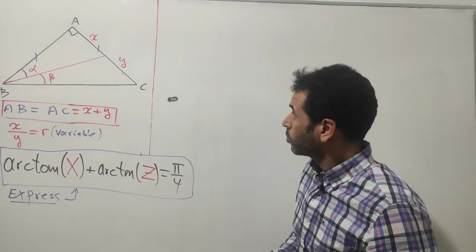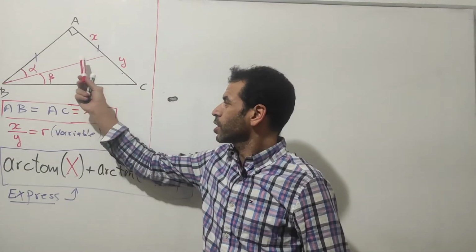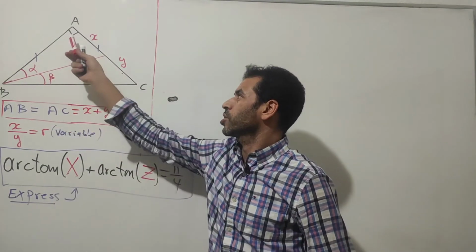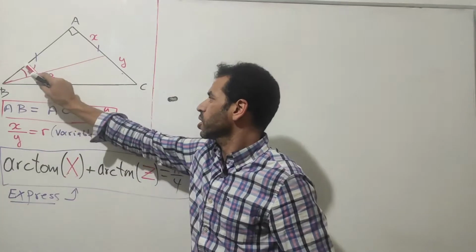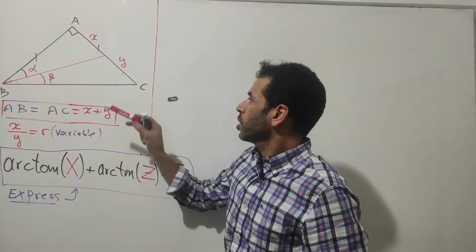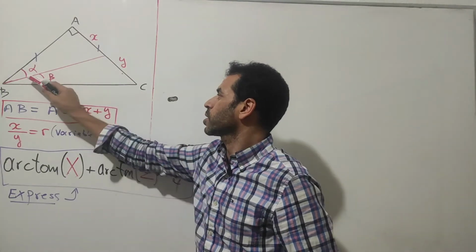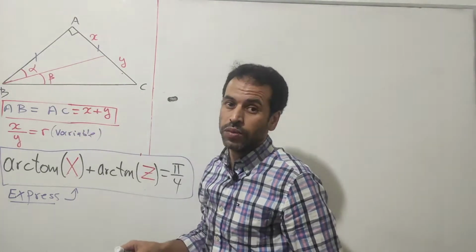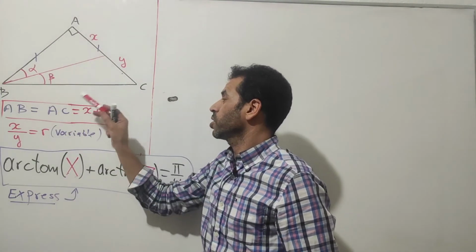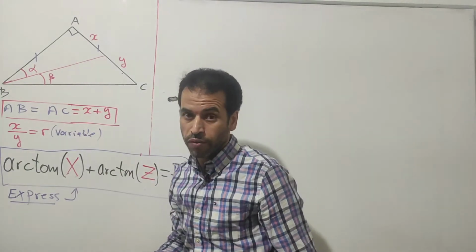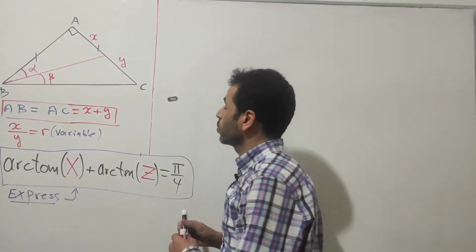So now let's jump into the solution. Since we have this isosceles triangle and the right triangle at point A, this angle equals this angle. Since we have pi over 2 here, the sum of these two angles is pi over 2 as well, which means each of these angles is 45 degrees or pi over 4. So it's more simple here.